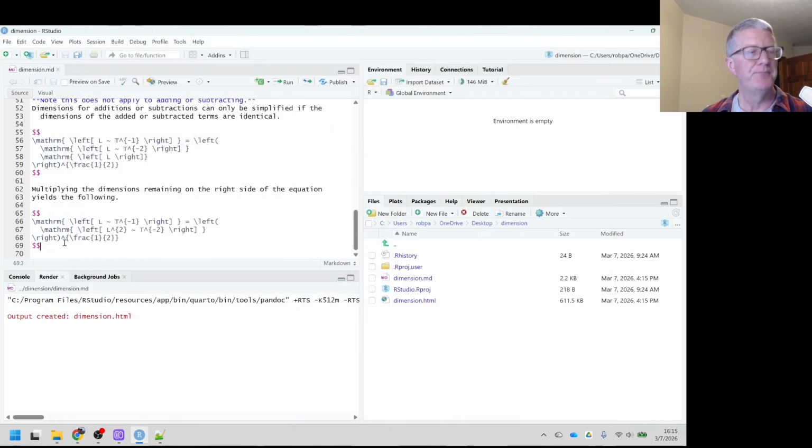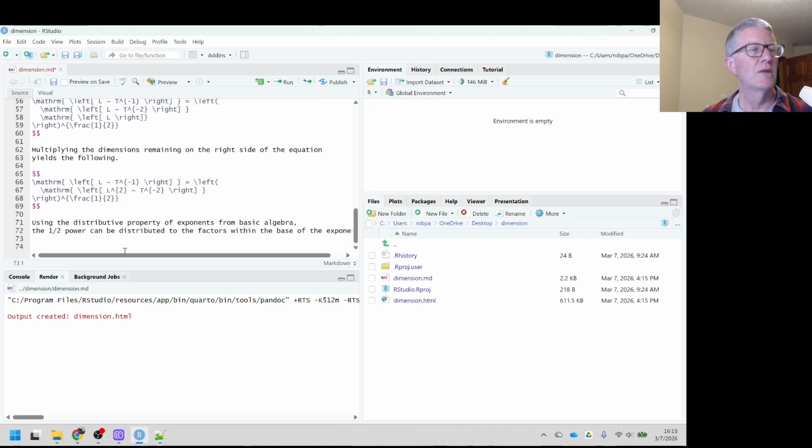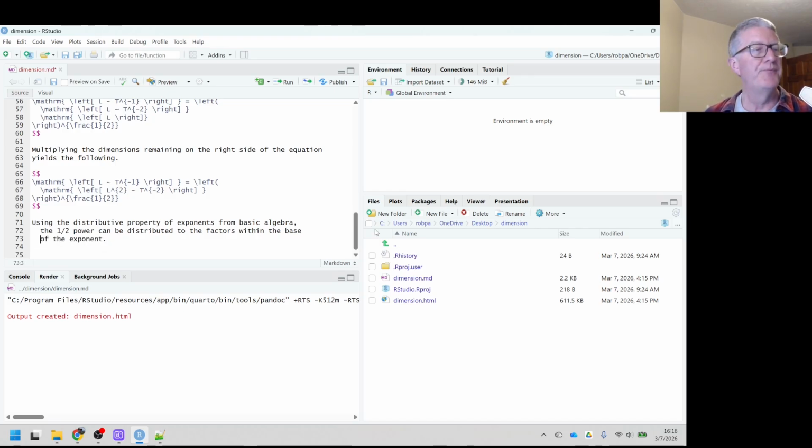Next step, again, a bit more text here. So we're going to use the distributive property of exponents, in that we can distribute an exponent among multiplied terms that the exponent is applied to. So from basic algebra, I'm going to indent this line. There we go. We can apply that 1/2 power and distribute it to the factors within the base of the exponent.